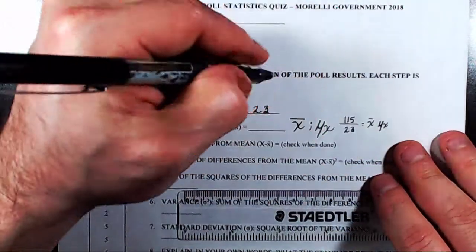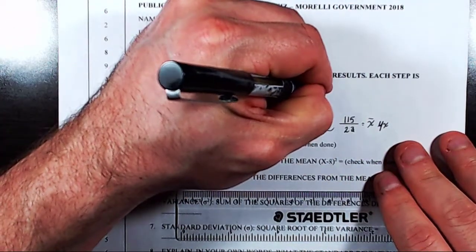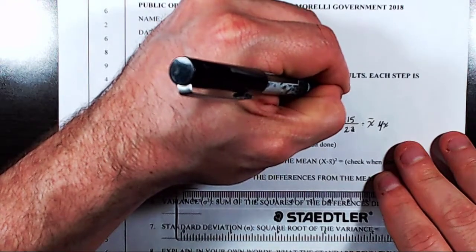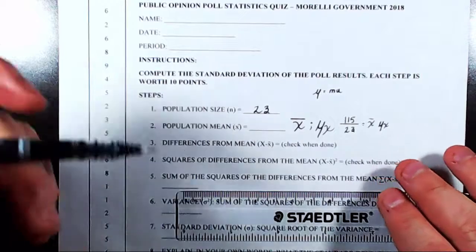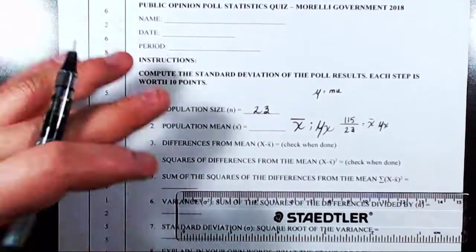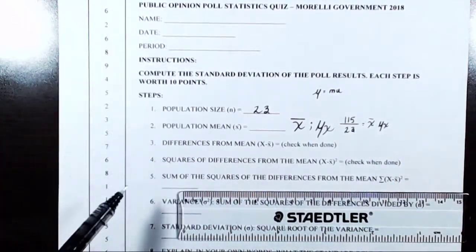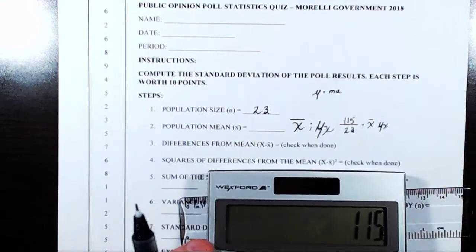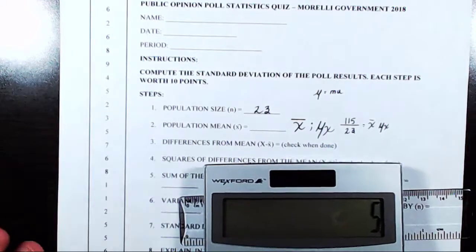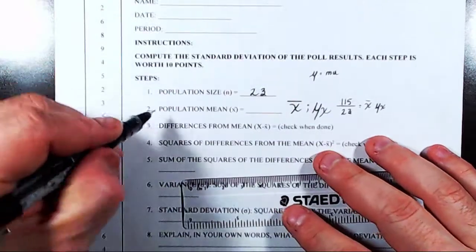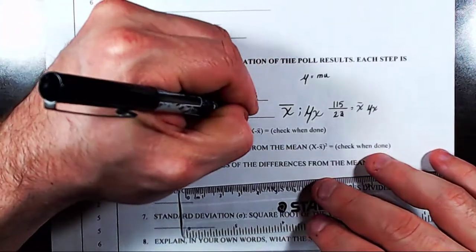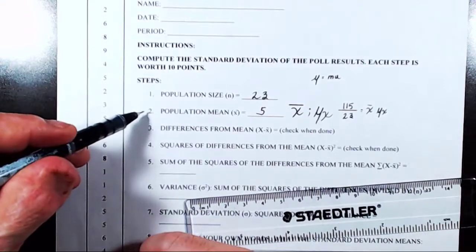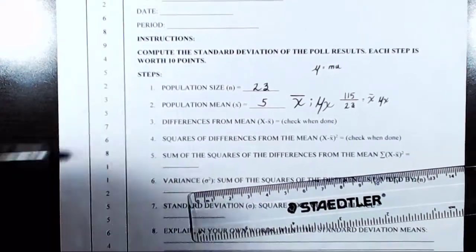And this Greek letter mu is spelled phonetically how it sounds, mu. What it means is the population mean, or the mean. So let's take 115 divided by 23, and we get 5. So in this case, the population mean is equal to 5. That's actually number 2. It's 5.